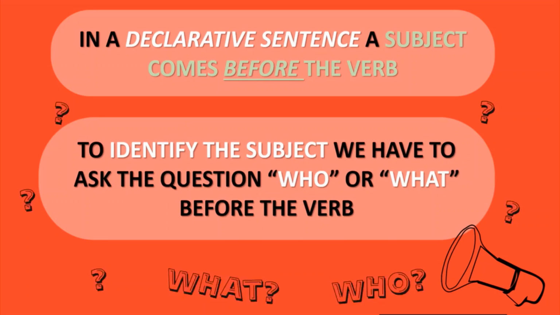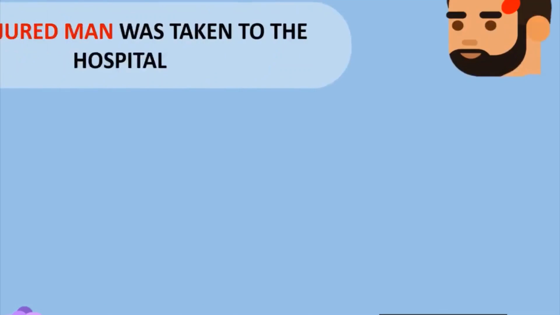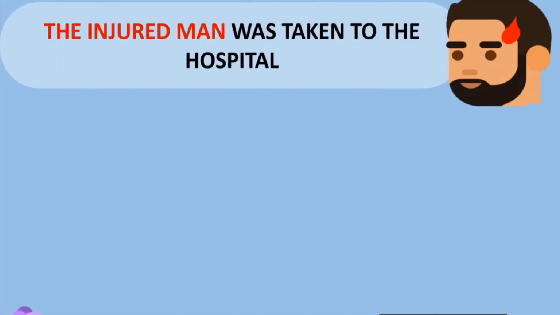For example, the injured man was taken to the hospital. Here we said that the subject comes before the verb. So, the verb here is taken. So, the subject is the injured man, and it also answers the question, who was taken to the hospital? It is the injured man.